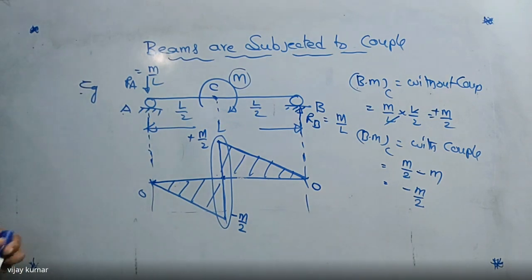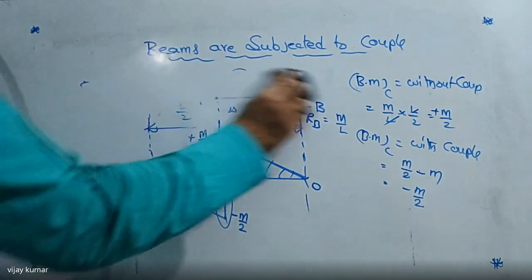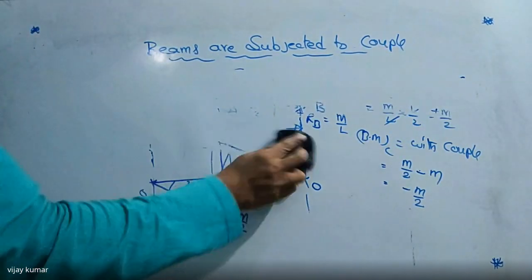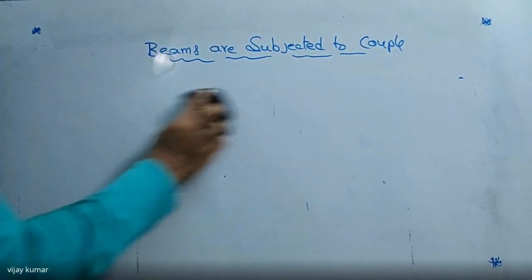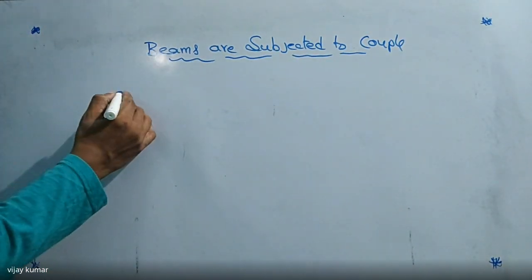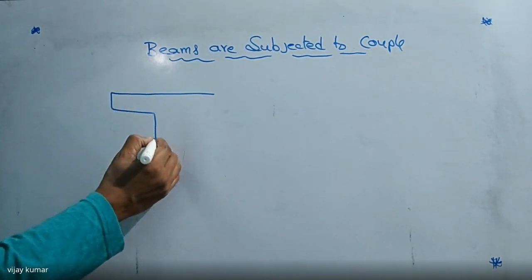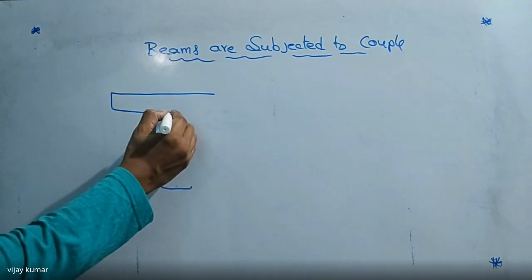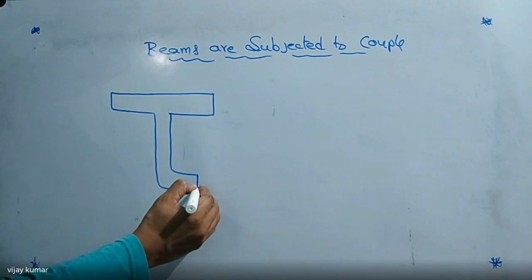So this is the way of drawing the shear force diagram and bending moment diagram. I'll give one more problem. The remaining I will explain tomorrow, in the next class. So listen carefully. This question was given in the GATE examination. Now I'm going to explain the question which was given in the GATE examination. Please listen carefully.